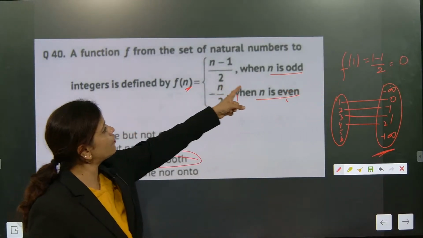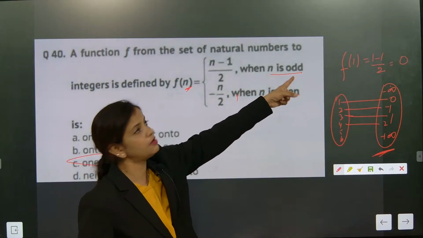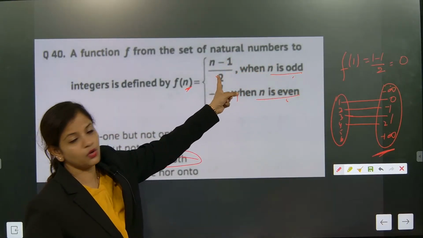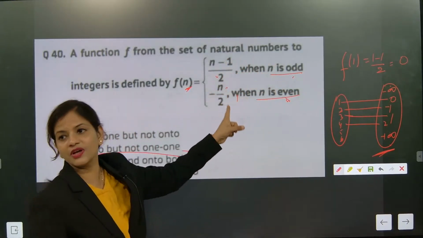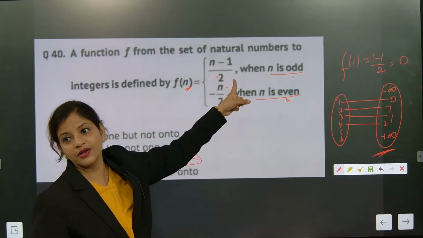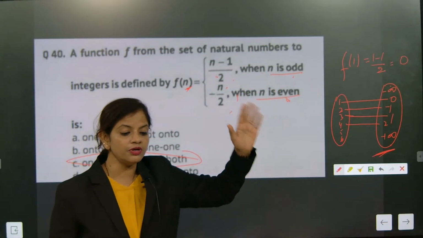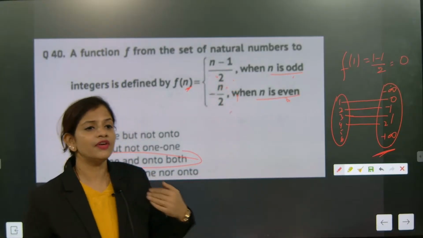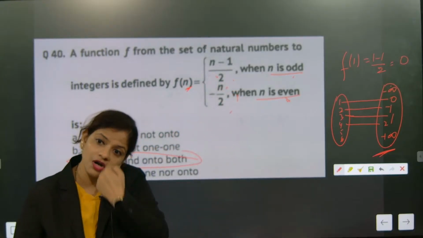Putting 1 means, why, where are you going to put 1? Odd number. Then here it is becoming 0. When you are putting even number 2, it is becoming minus 1. Again you are putting odd number 3 here, it is coming as 1. So whenever you are putting an odd number, it is taking you to positive numbers. Whenever you are putting an even number, it is taking you to all negative.